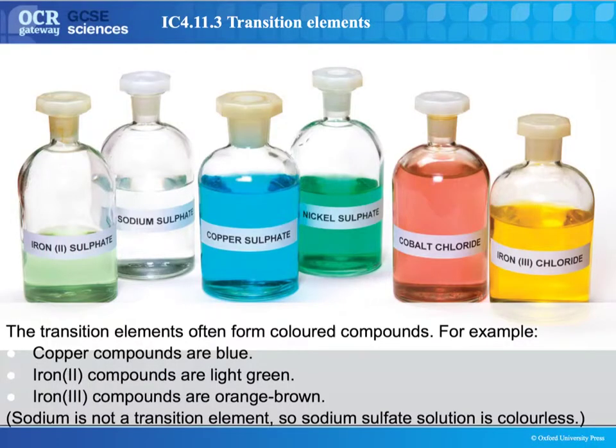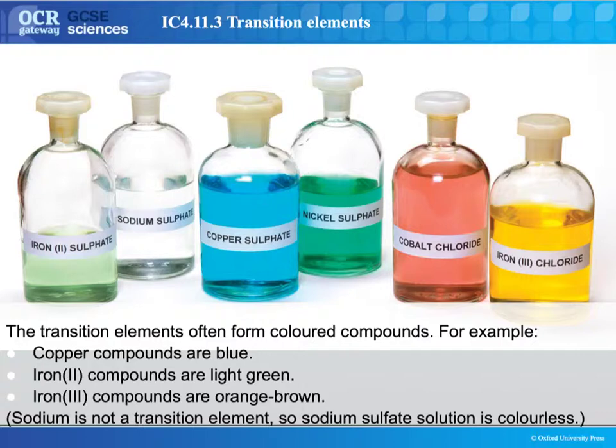So the key thing that you'll notice here is that basically the transition metal elements all form coloured compounds. You've got iron 3 here that forms this reddy brown, cobalt forming this red colour, nickel this green colour, copper this blue colour, and iron 2 this greeny colour as well. The exception on this slide is sodium sulfate. Sodium is not a transition metal, therefore it's making a clear compound.